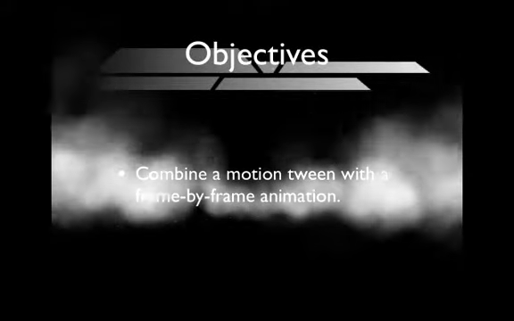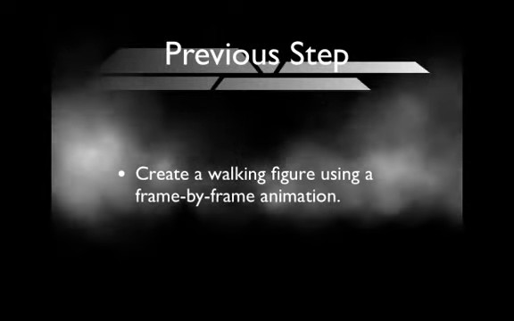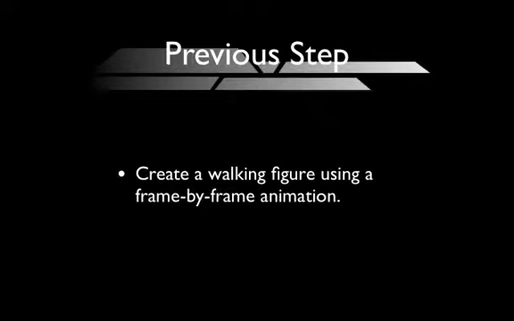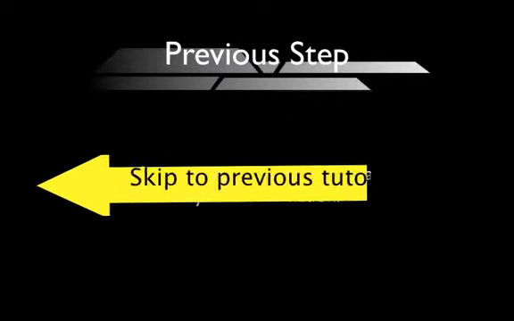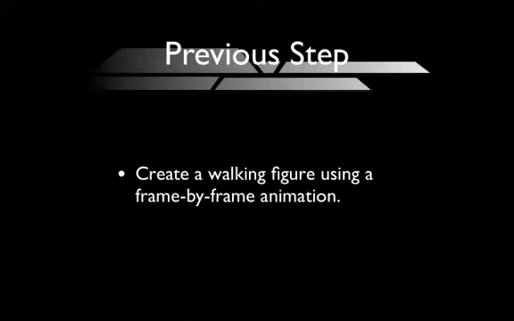Okay, so the objectives for this video, it's just one actually, to combine a motion tween with a frame-by-frame animation. Now in order to do this, hopefully you have already done the previous step, which was to create a walking figure using a frame-by-frame animation, because that's what we're adding the motion tween to. So if you haven't done that, click on the link here to go back to that tutorial, and then you can continue with this one.